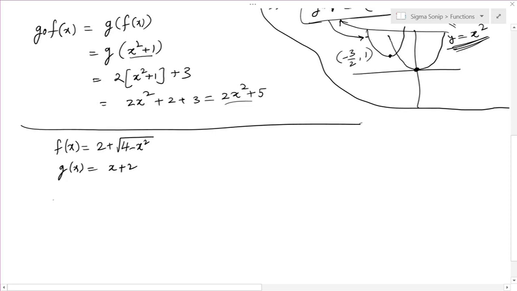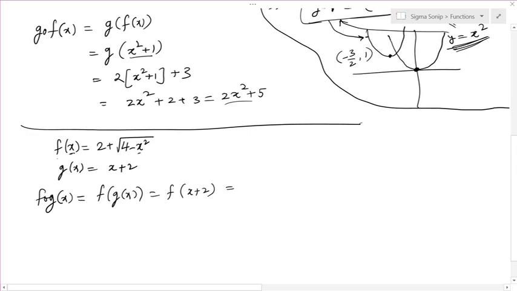So first let's find f(g(x)). So f(g(x)) is equal to f of g(x), and g(x) gives you x plus 2 here. And again, we need to look at what f does to anything given to it. So when you give x to f, you make it 4 minus x squared, take a square root and then add 2. So that's exactly what we're going to do.